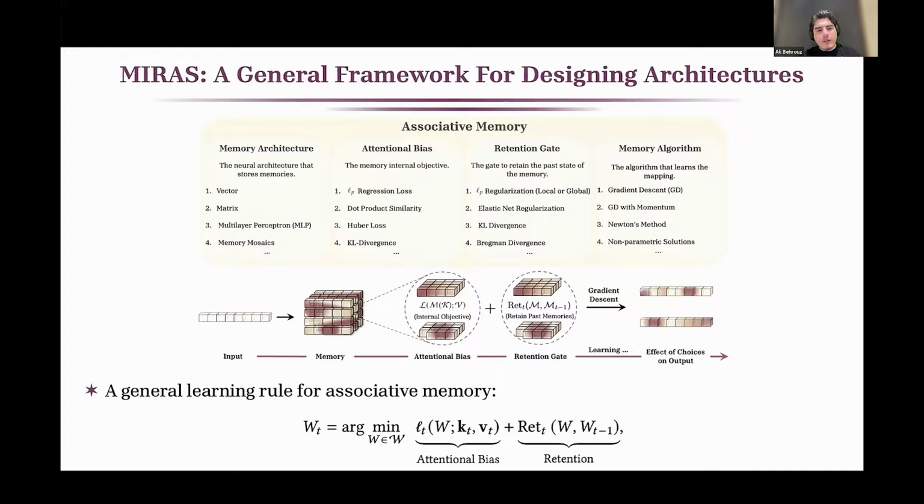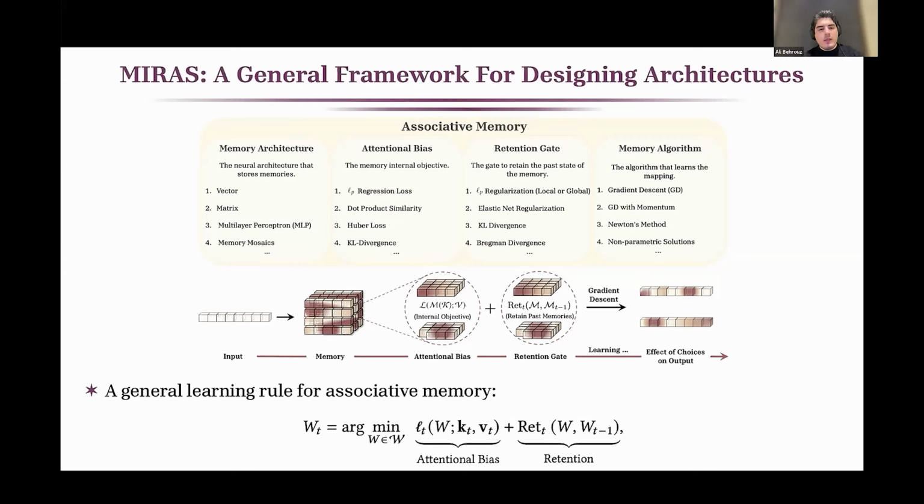And there are four different design choices there. One is the memory architecture. Do we want to learn a mapping which is a vector, or a matrix, or a neural network, or even more complicated neural architectures, and so on and so forth? Basically, that's arbitrary, and we can use any arbitrary memory architecture that we want.